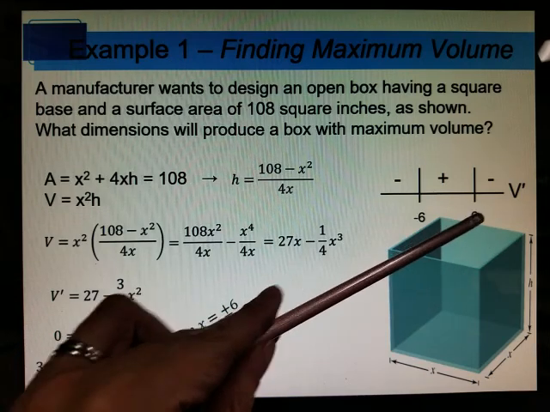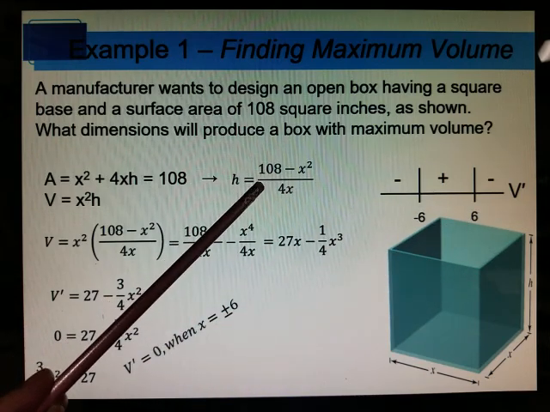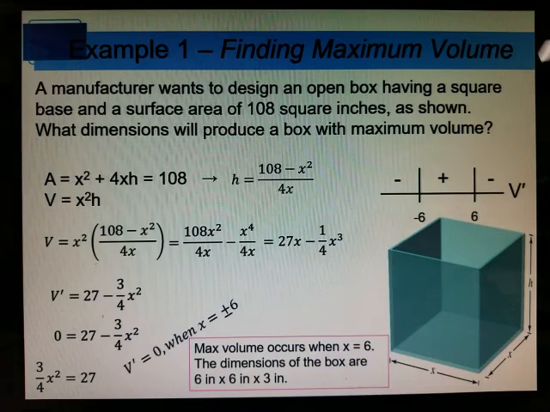So when x equals 6, I plug that into here to get the height. And that would be my dimensions of my box to give me a maximum volume. I would need a box of 6 by 6 by 3.